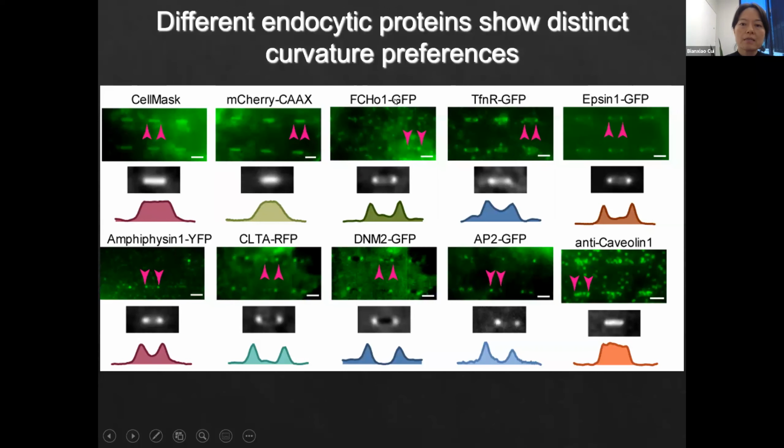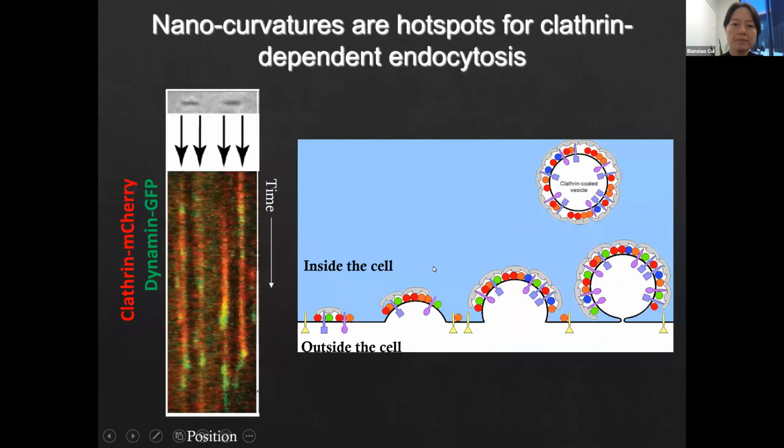But when we look at the proteins more specific to Clathrin-dependent endocytosis, including F-CHO, transferrin receptor, epsin, amphiphysin, Clathrin, Dynamin, and AP2, a lot of times those proteins look like dumbbells. They only accumulate at the ends of the nanobars. Very strong bias towards the ends of the nanobars. This study shows us that it's a curvature-dependent process, and those proteins involved in Clathrin-dependent endocytosis preferentially accumulate at highly curved locations.